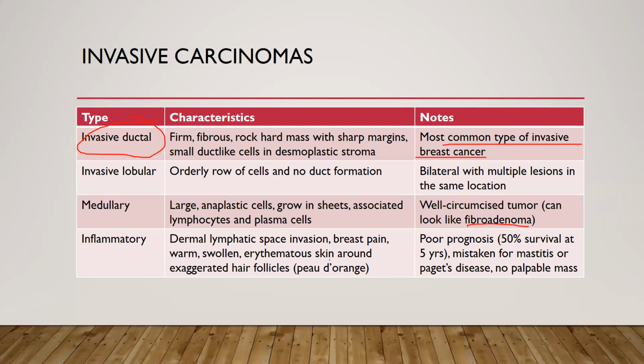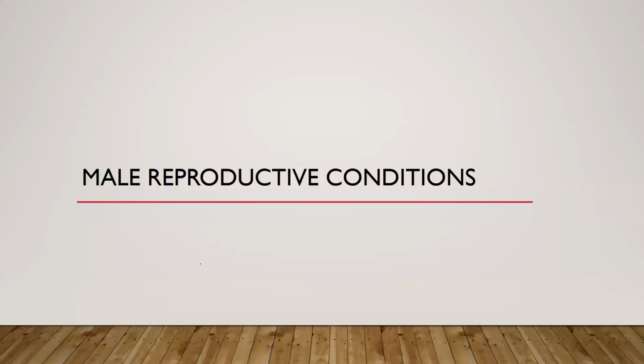Inflammatory, this is where you can see peau d'orange. You can see the skin change on the surface. And this is the one that has the worst prognosis. So if they ask, what's the worst prognosis type of breast cancer, it'd be an inflammatory invasive carcinoma. Okay, that's our breast cancers.